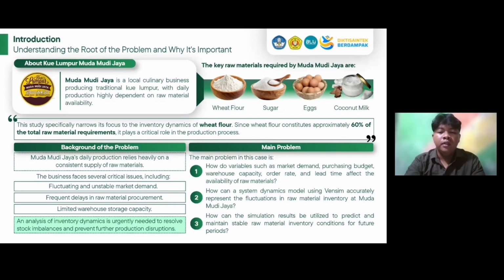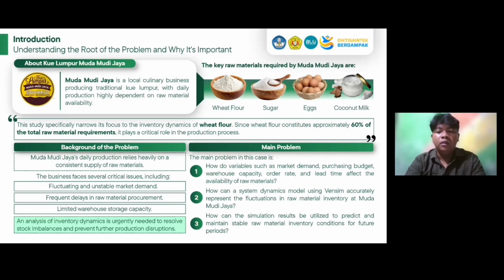Currently, the business faces several challenges, such as fluctuating market demand, delay in raw material procurement, and limited warehouse capacity. This issue can lead to inventory imbalance and disrupt the production process. Therefore, this study aims to analyze how factors such as market demand, purchasing budget, warehouse capacity, order rate, and lead time affect raw material availability. To address this issue, a system dynamic approach using VENSIM is employed to model inventory behavior and support better inventory management in the future.